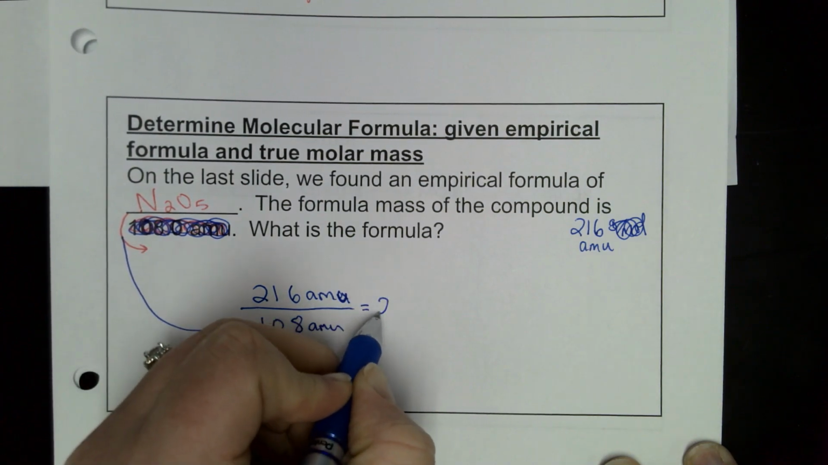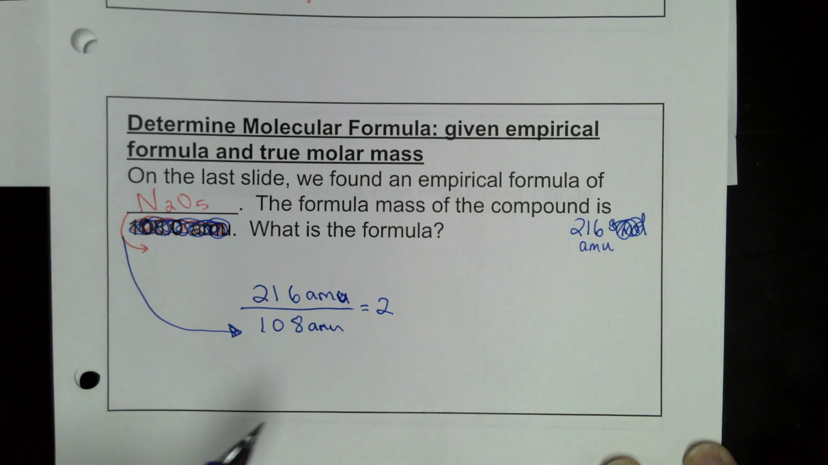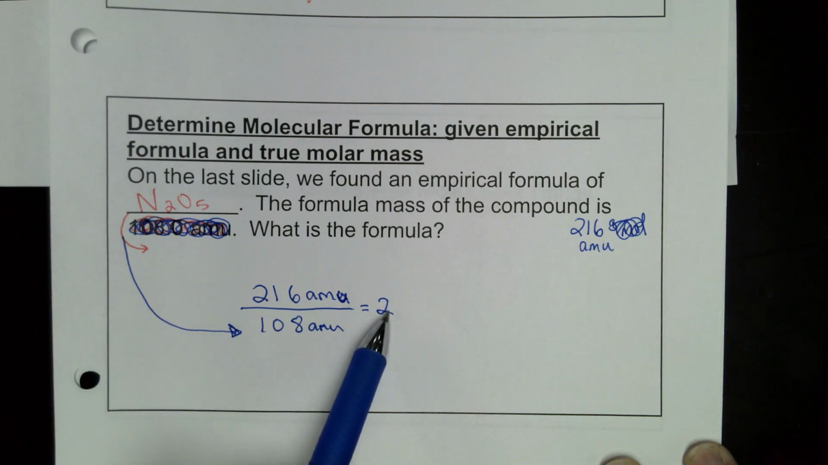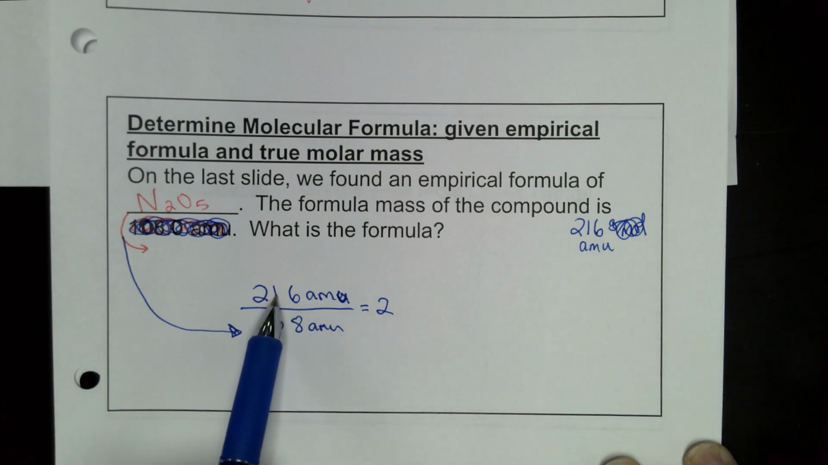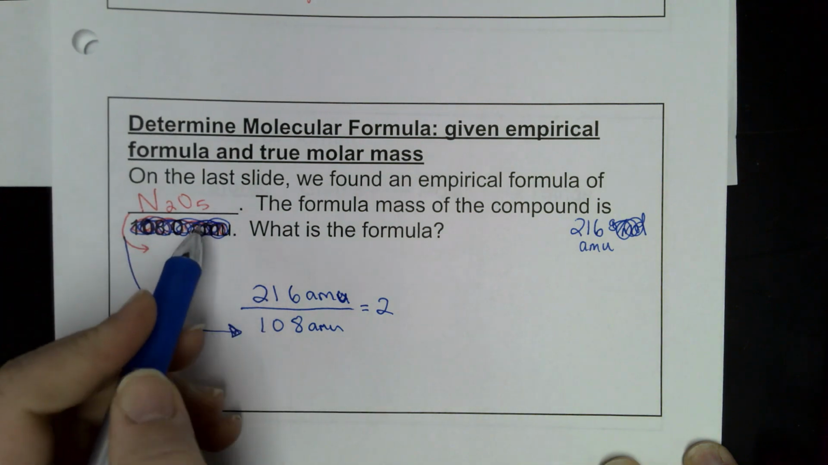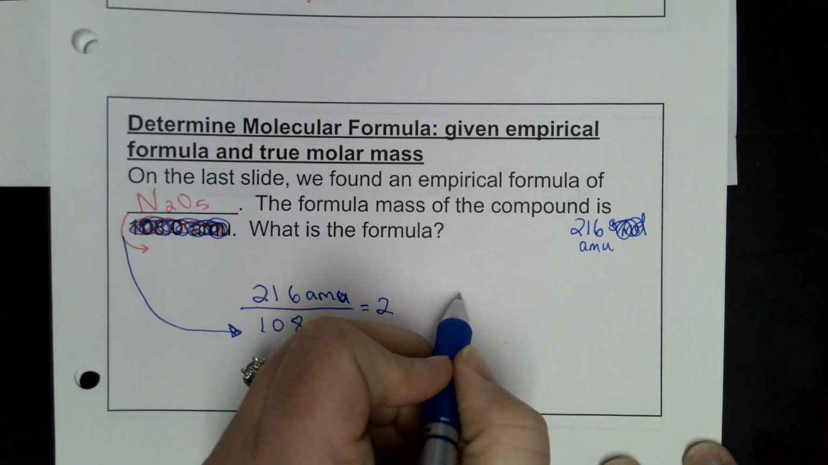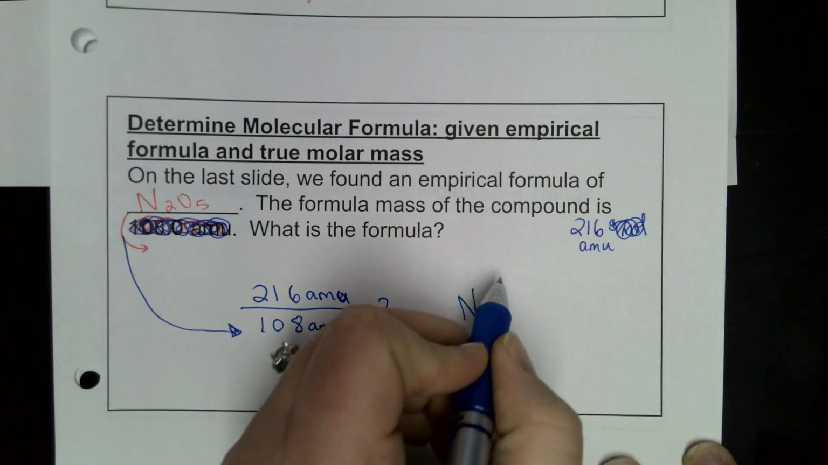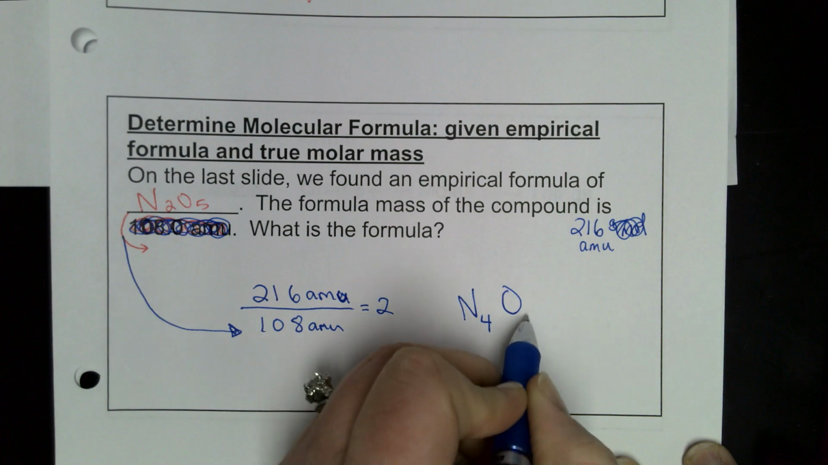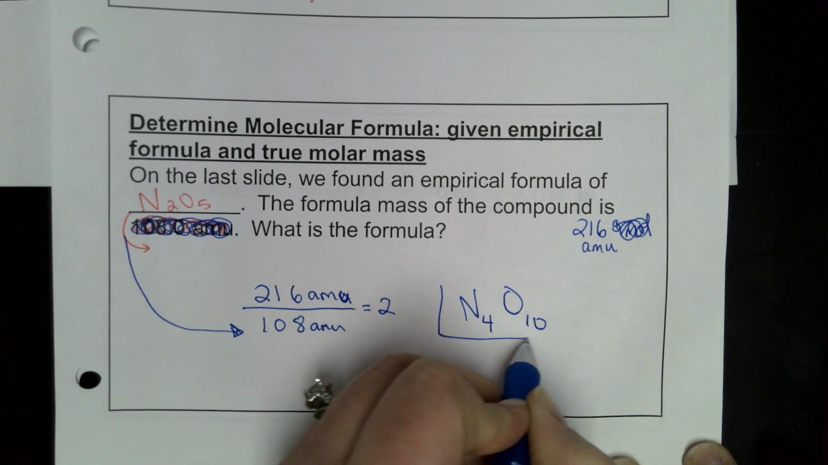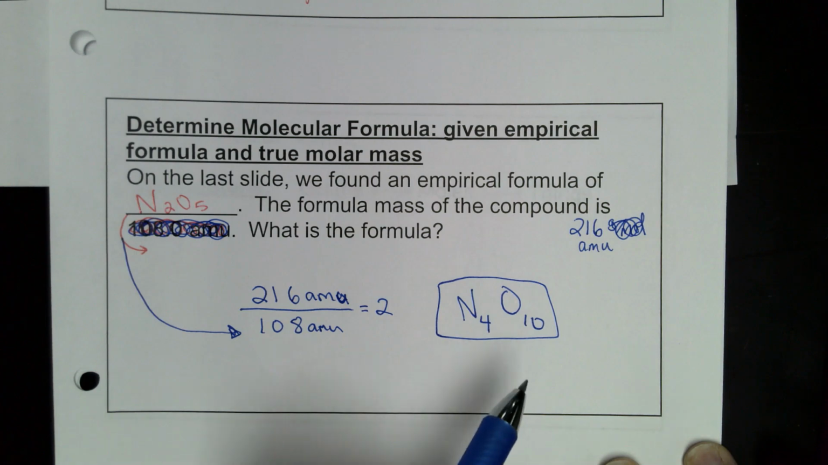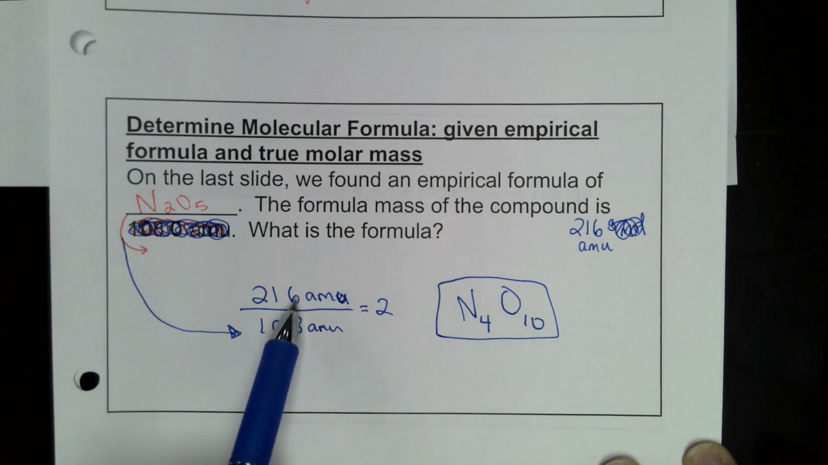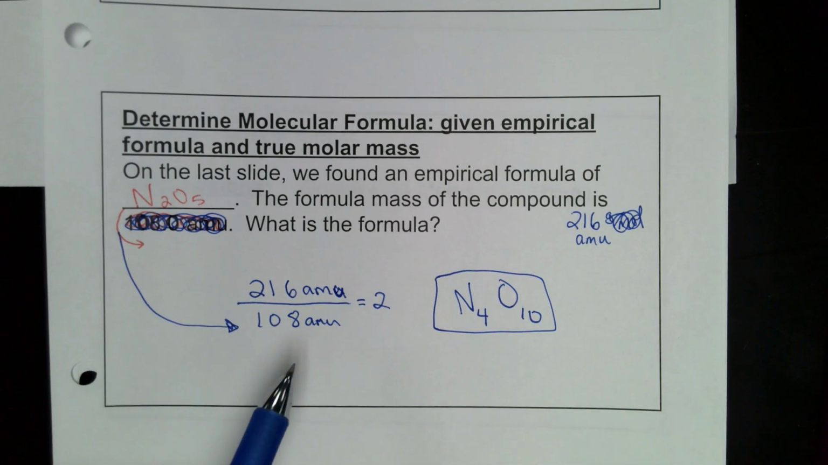So it ends up 2. What that 2 is telling us is that the real formula of the actual molecule is twice as big as our empirical formula. So instead of 2 nitrogens, we will have 4. And instead of 5 oxygens, we will have 10. And that would be the actual formula if the formula mass is 216, because it's twice as big as the mass of the empirical formula.